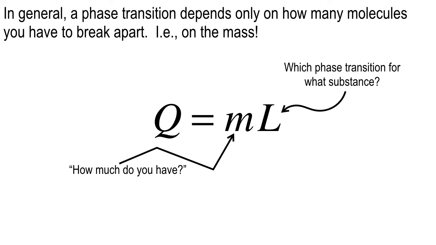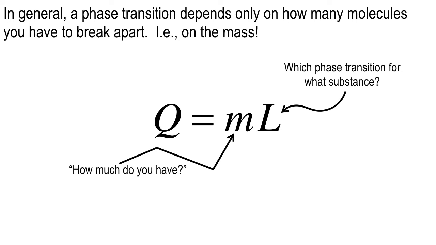L-A-T-E-N-T, latent. The latent heat for melting, or as they call it, the latent heat of fusion for water is 80 calories per gram. And we'll go over that in just a minute.